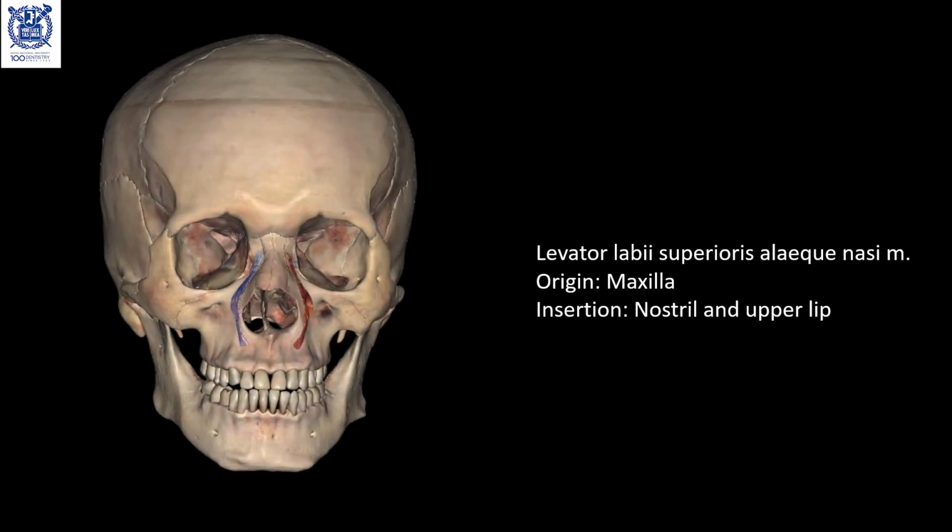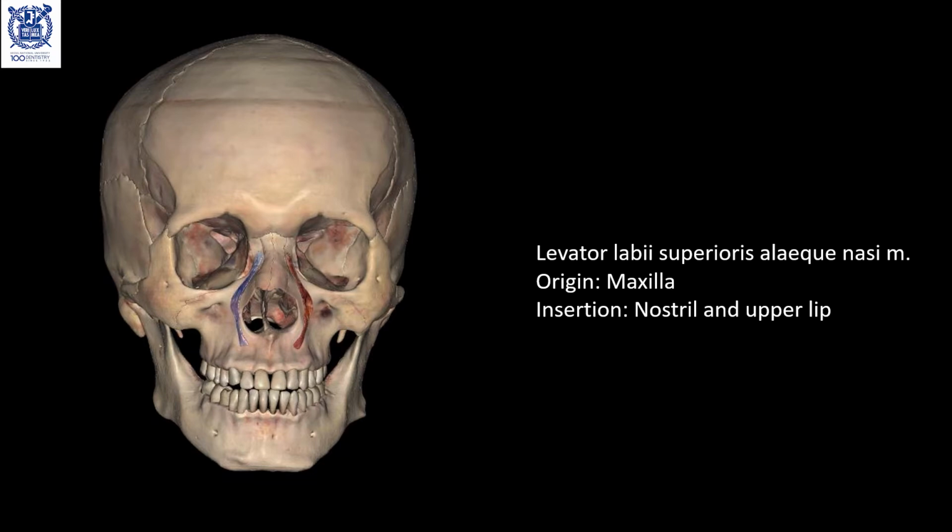Levator labii superioris alaeque nasi muscle. This muscle's name translates from Latin as the lifter of both the upper lip and the wing of the nose. It has the longest name of any muscle in an animal. This muscle is attached to the upper frontal process of the maxilla and inserts into the skin of the lateral part of the nostril and upper lip.